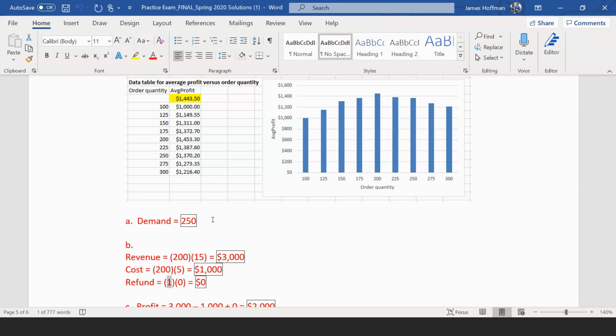So the refund amount is 1, but there's no refund to give because we don't have any calendars left over. So the refund is 0. Okay, you're welcome. All right, so then the profit is always the revenue minus the cost, and if we had a refund, we would get that back, but we don't. But I'll put that in there anyway.